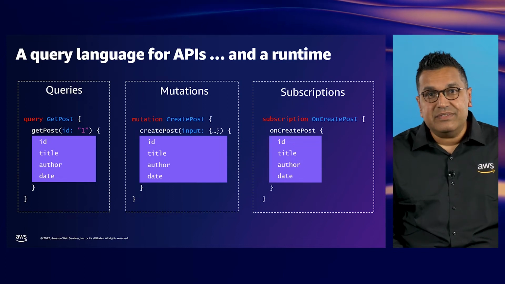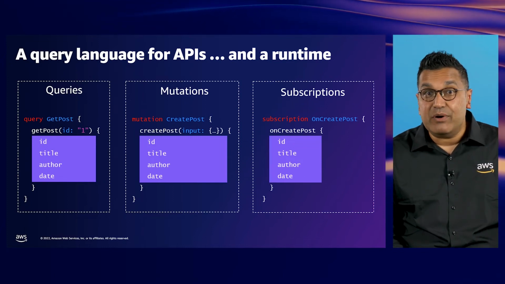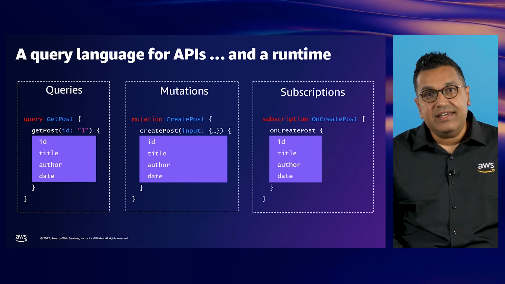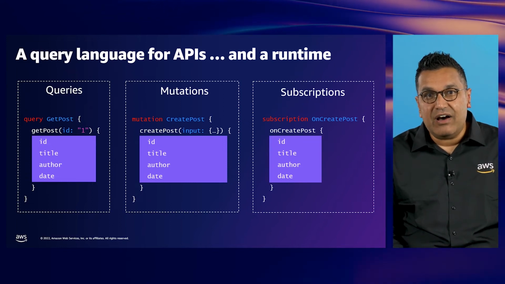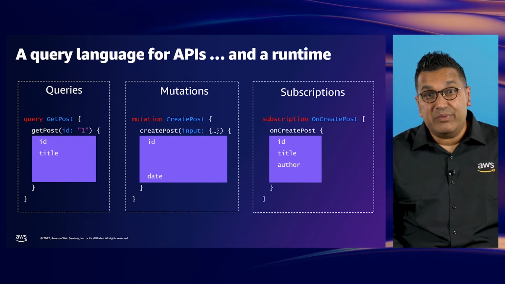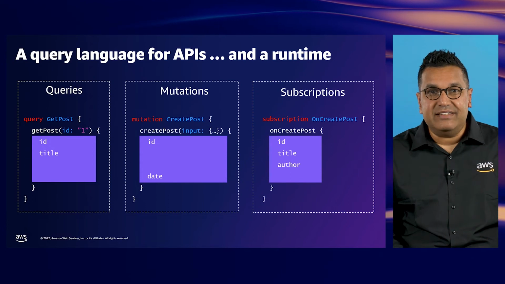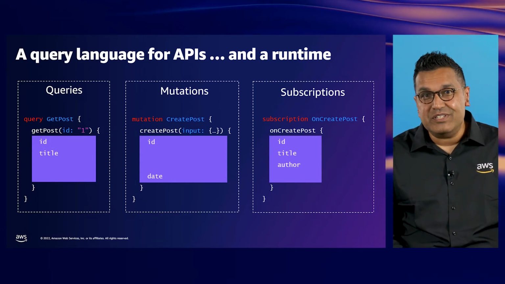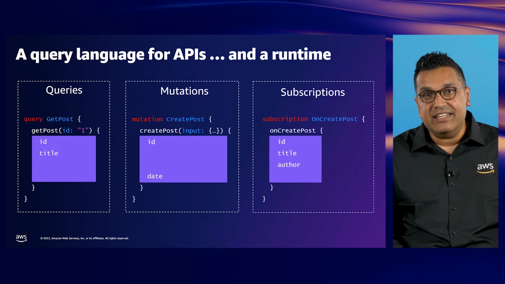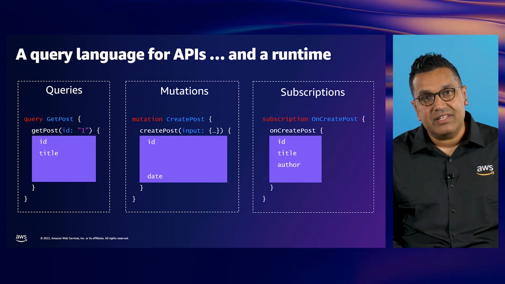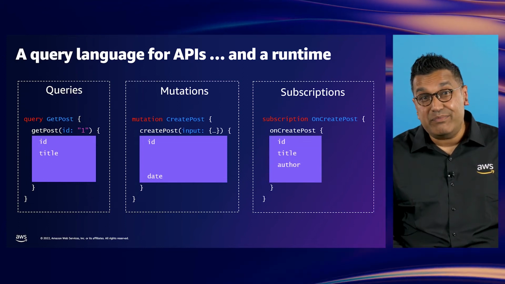In this example, our schema defines a getPost query that gets a post with the ID of 1. Here, we are interested in the ID, title, author, and date fields. But we can ask for exactly what we need. In this case, we just want the ID and title field. No more composing multiple REST calls to get the data you need, reducing both overfetching and your response times in your application. We also have a create post mutation.